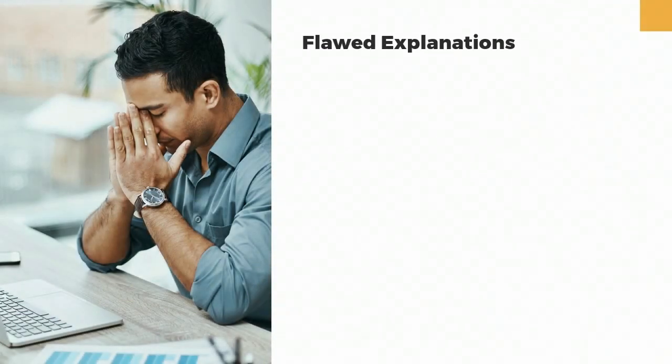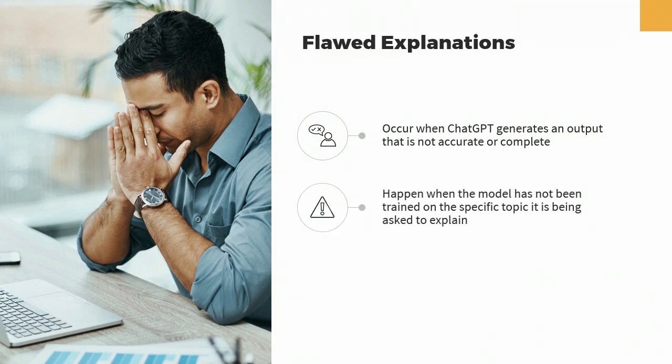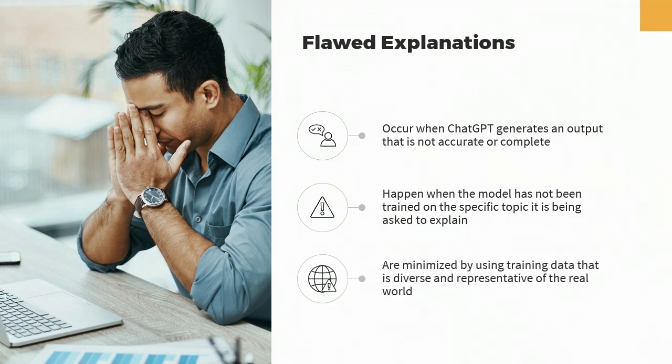Flawed explanations are another common issue that can arise when using ChatGPT. They occur when the model generates an output that is not accurate or complete. One reason for this could be that the model has not been trained on the specific topic that it is being asked to explain. Another reason could be that the model has been trained on data that is not representative of the real world. To minimize the risk of flawed explanations, it is important to ensure the use of training data that is diverse and representative of the real world.